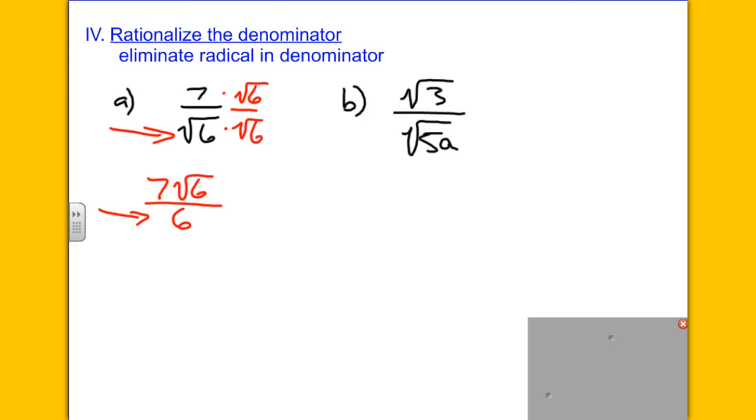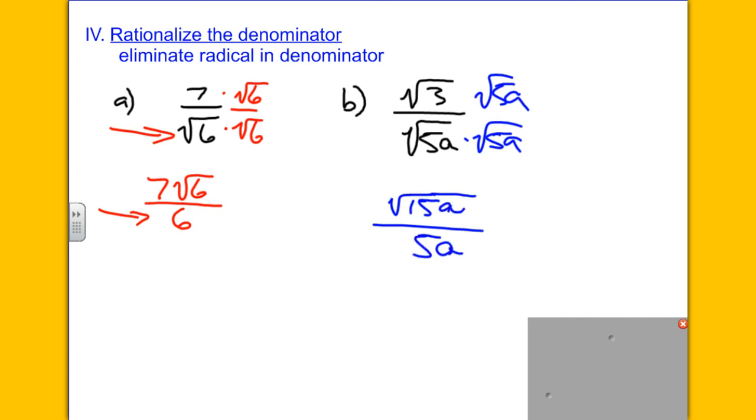Because you've got to factor out the perfect square factors, right? So what are you multiplying top and bottom by? Square root of 5a, square root of 5a. So what do you have? What did you get when you did this? Sabrina? I got the square root of 15a over 5.